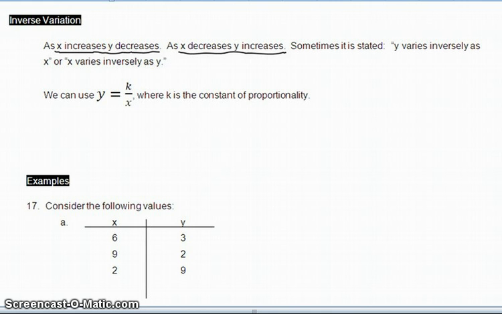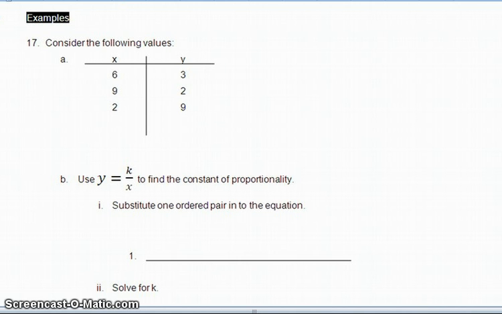So we have our generalized equation, y equals k over x. Or we could use some simple algebra, and that makes it xy equals k. And you can use either one of those in determining the constant of proportionality. So looking at our first example, number 17, we're given some values, some ordered pairs, and asked to find that constant of proportionality and then the generalized equation that would model this situation.